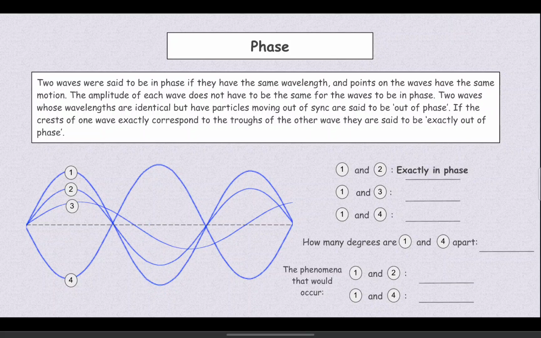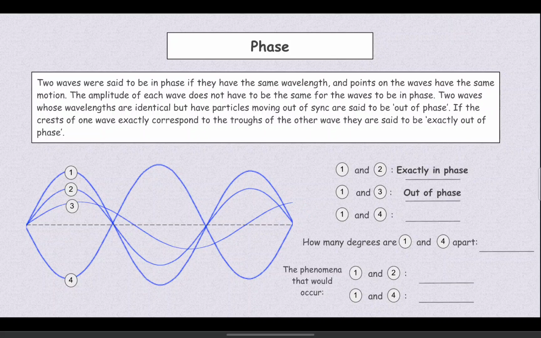Between 1 and 3, this will be out of phase, as waves 1 and 3, you can see it just by looking at it there, their frequency is out of phase. They're not in phase with each other. If you were to multiply the phase difference, it would not be 0. So yeah, that's what out of phase would look like.